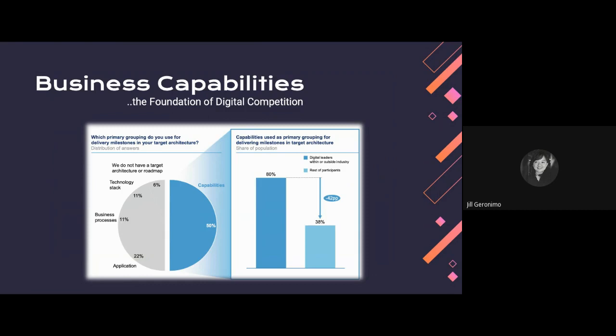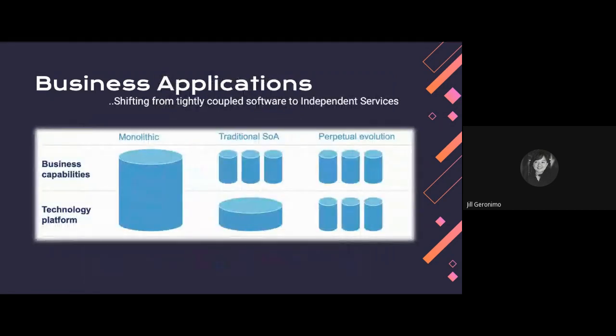The next thing we'll be discussing is business applications. When it comes to business applications, we try to shift from tightly coupled software to independent services, such as human resource management. Adopting a perpetual evolution architecture will allow you to upgrade them in modules rather than having to go through the entire process of creating a new version. This can be achieved in three steps.